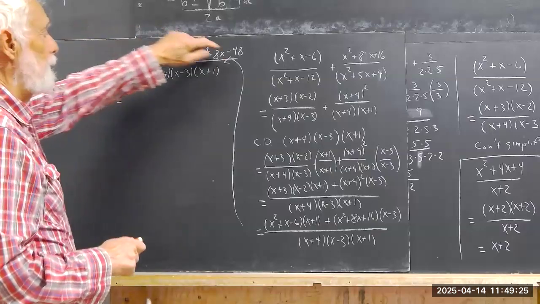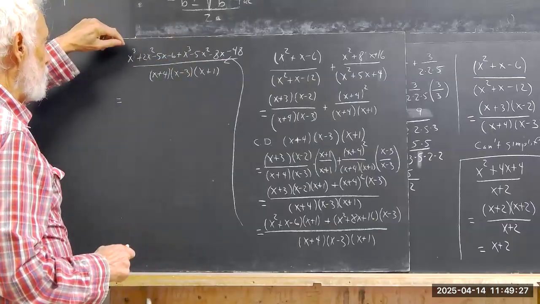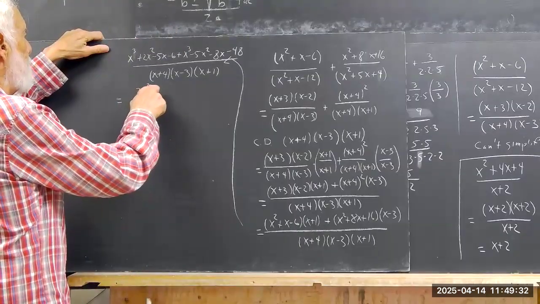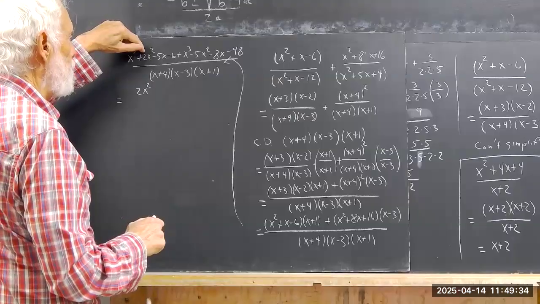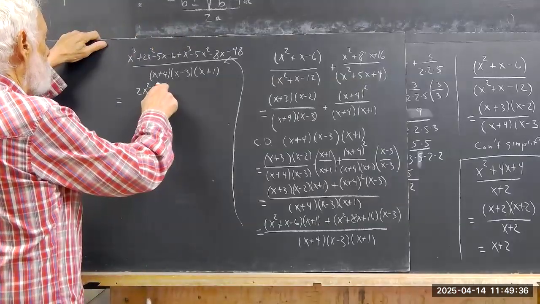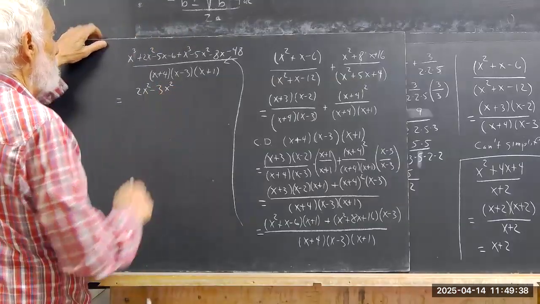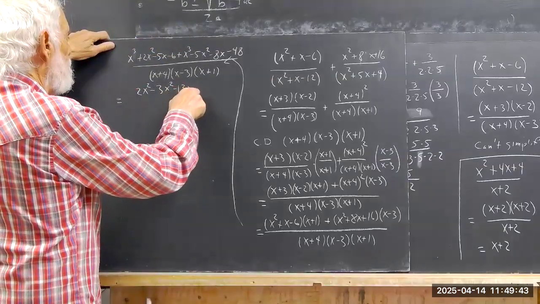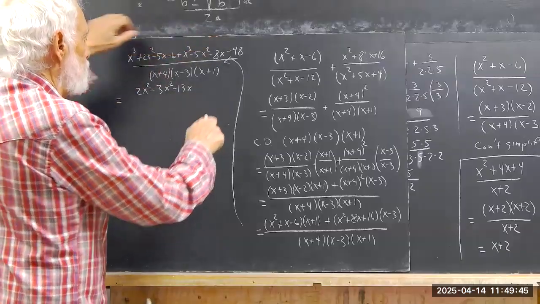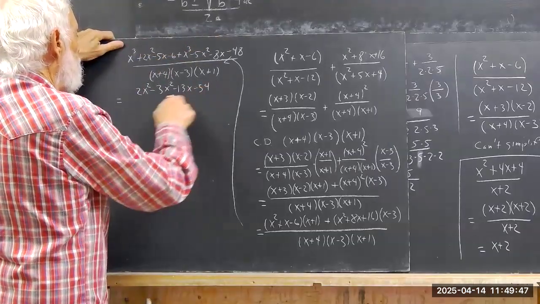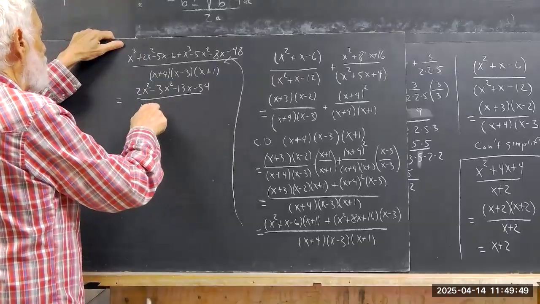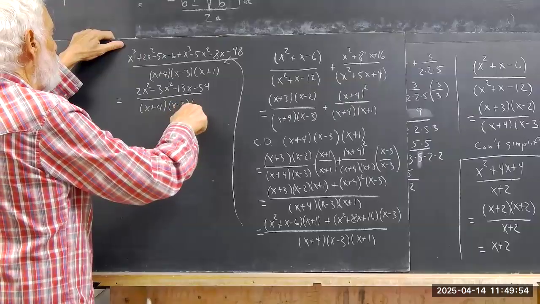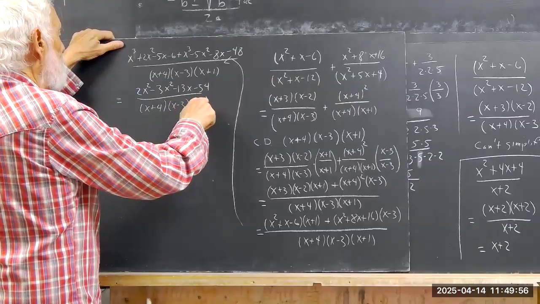When I combine my terms in the numerator, I've got x cubed plus x cubed. That gives me 2x cubed. I've got 2x squared and minus 5x squared, which gives me negative 3x squared. I've got minus 5x and minus 8x, which is negative 13x. And negative 6 minus 48 is minus 54. All that over x plus 4 times x minus 3 times x plus 1.